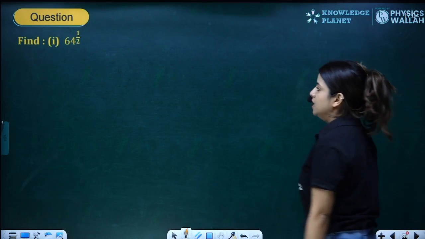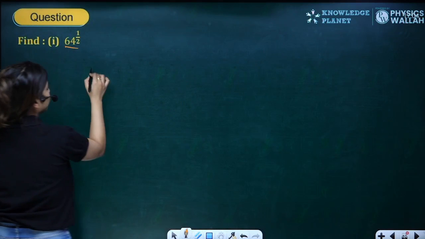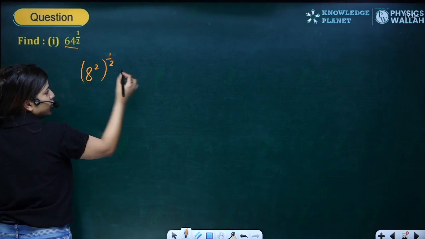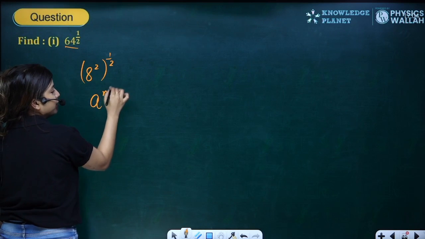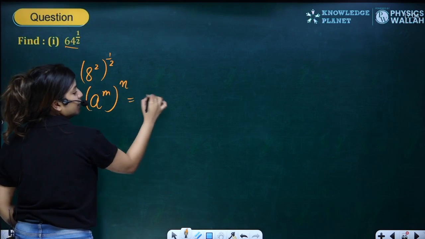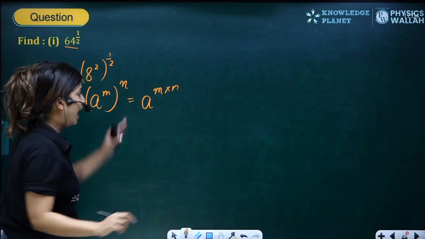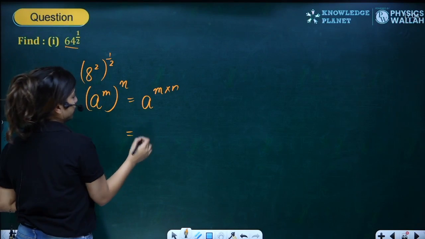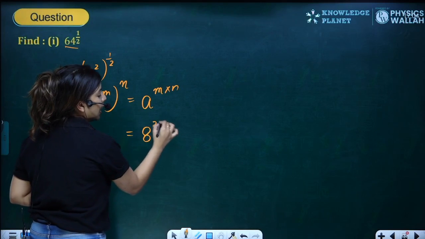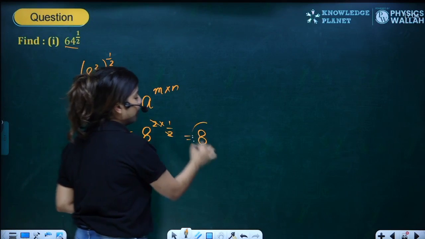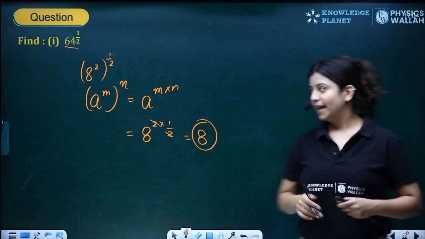Okay. Now 64 to the power 1 by 2. So 64 can be written as 8 square and this is power 1 by 2. Now this is of the form a to the power m whole to the power n, which equals a to the power m into n. Right? So what we can see over here is 8 to the power 2 into 1 by 2, which will give us 8 to the power 1 or simply 8.